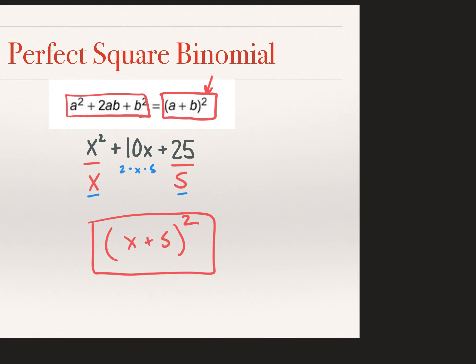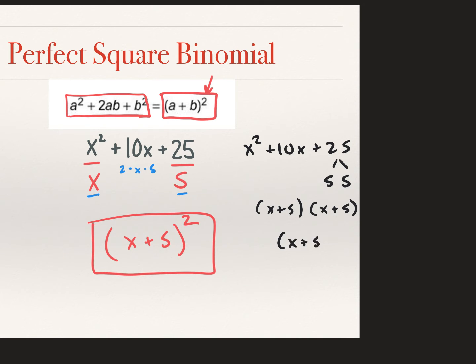If you wanted to, you can factor this the normal way, which I'll rewrite here so you can see. So I have x squared plus 10x plus 25. What are two factors of 25 that add to 10? 5 and 5. So my parentheses here would be x plus 5, x plus 5. Since we're multiplying these, we can just say x plus 5 squared. So this way is just a shortcut when you have perfect squares.